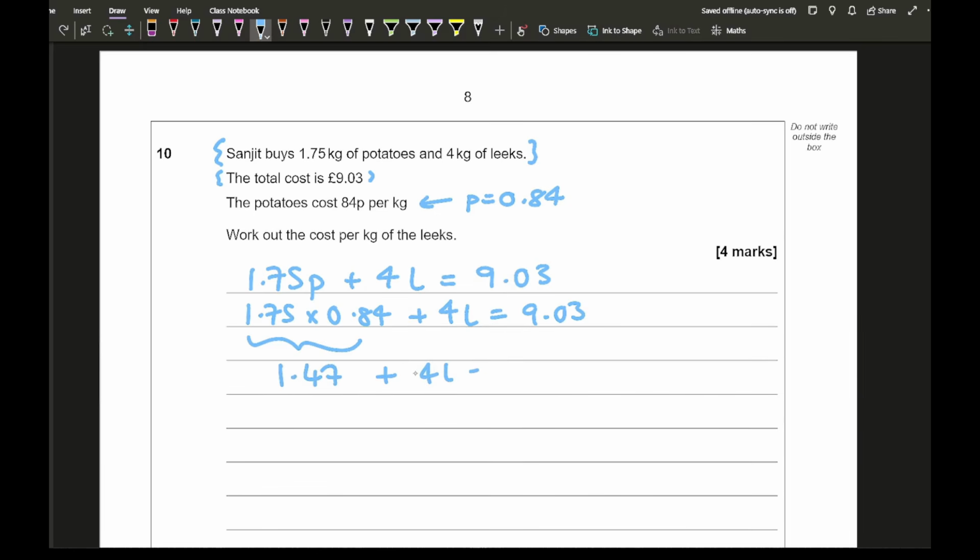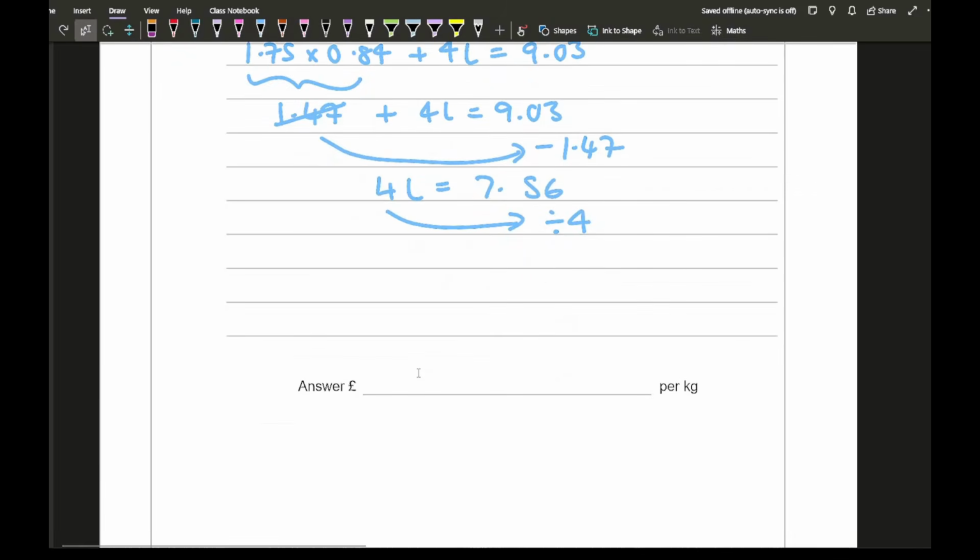So 4L equals 9.03. Take the 1.47 over to the other side, and that will give me the cost of 4 kilograms of leeks. So 9.03 minus 1.47 equals £7.56. Then all that's left for me to do is divide that by 4, which gives the answer of £1.89.